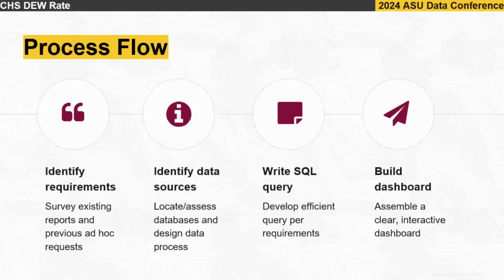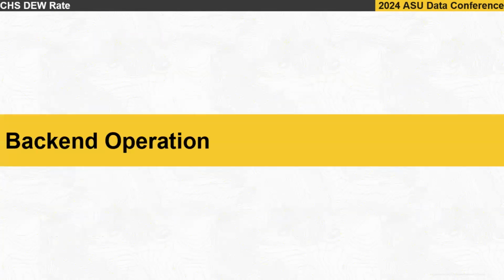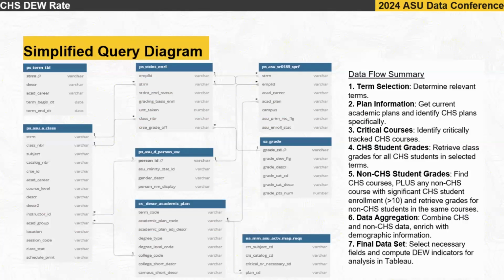So the basic process we went through was just looking at what we had been doing, and I kind of went through that just now. Identify all the data we needed, come up with the query, and then design the dashboard. So really basic. So this is a simplified query diagram because the real thing is long and organized into CTEs, and it's really hard to look at.